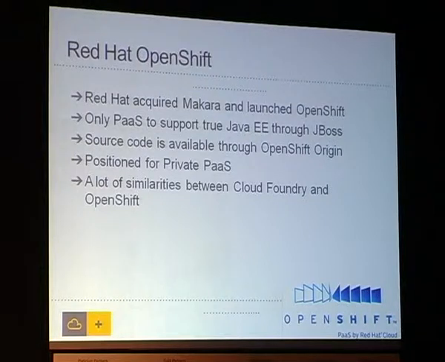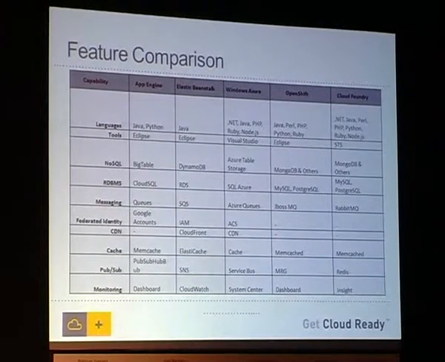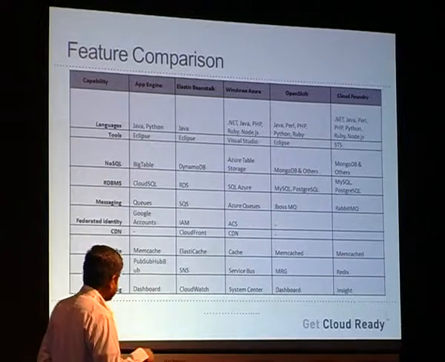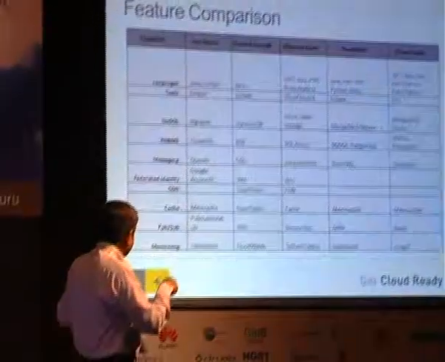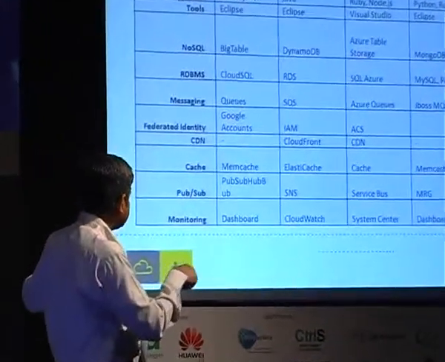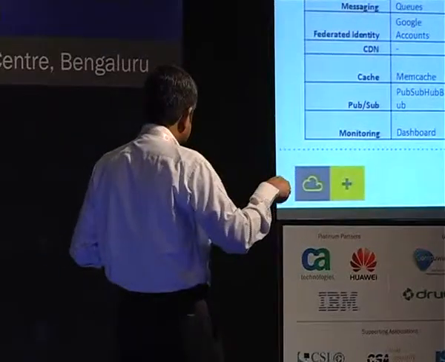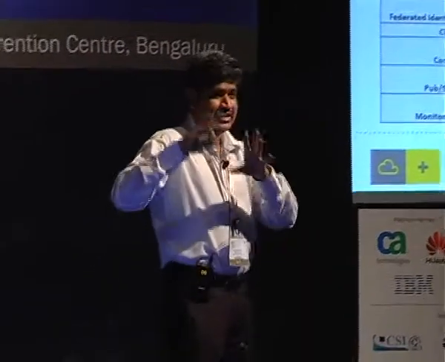So that's Red Hat OpenShift. I know this slide is not visible to you, but what I attempted is to take some of the common capabilities like the number of languages, tools, NoSQL support, RDBMS, asynchronous messaging, federated identity, content delivery network, caching, PubSub and notifications, and finally monitoring. I tried tabulating this entire thing, and as you notice, it's very hard to pinpoint one. Most of them are supporting, but personally my vote in terms of completeness goes to Windows Azure because it's an enterprise PaaS. Then comes Beanstalk. Again, it's an illusion.